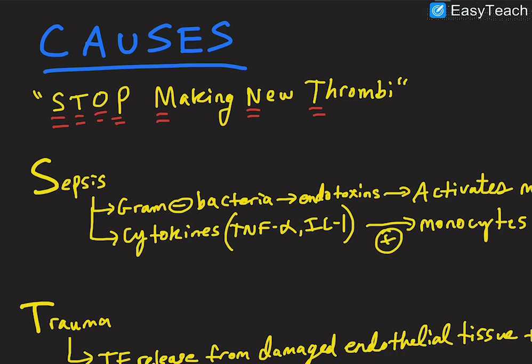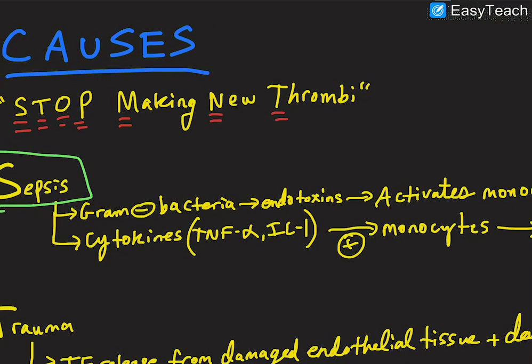There are many causes, and a mnemonic that helps me out is "stop making new thrombi," because you're making a bunch of thrombi in DIC. So this mnemonic helps me out. And we'll see how this mnemonic helps. The S is for sepsis. That's one cause, especially gram-negative sepsis.